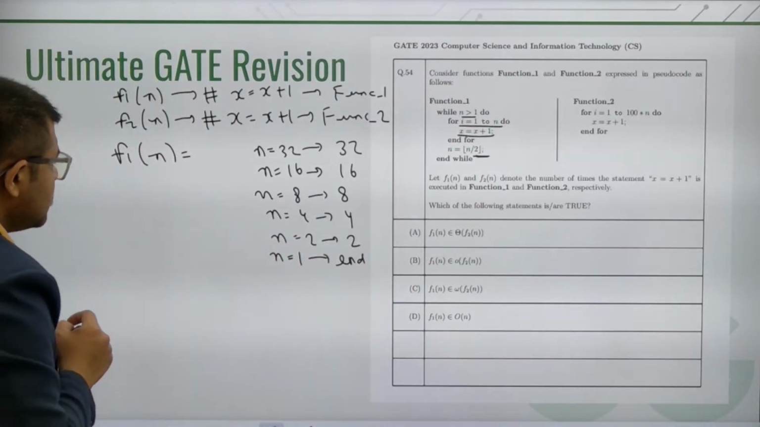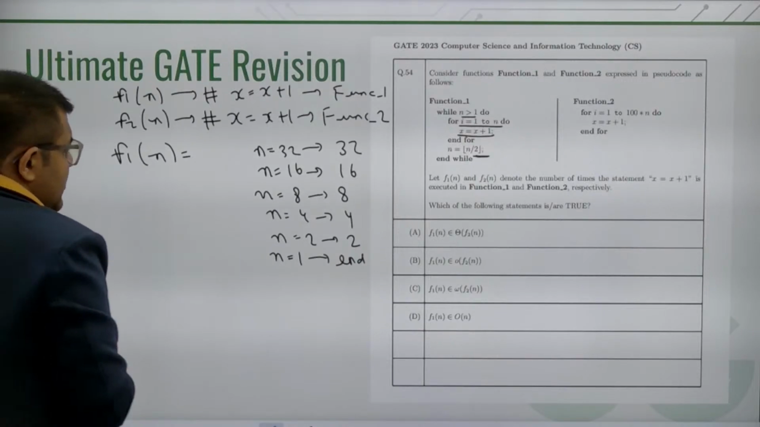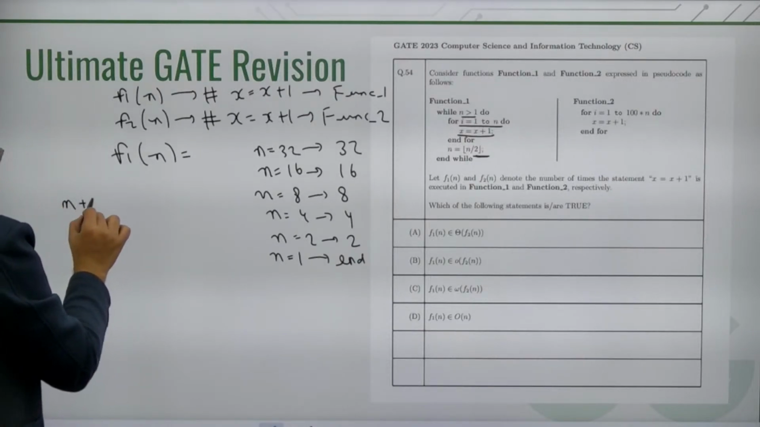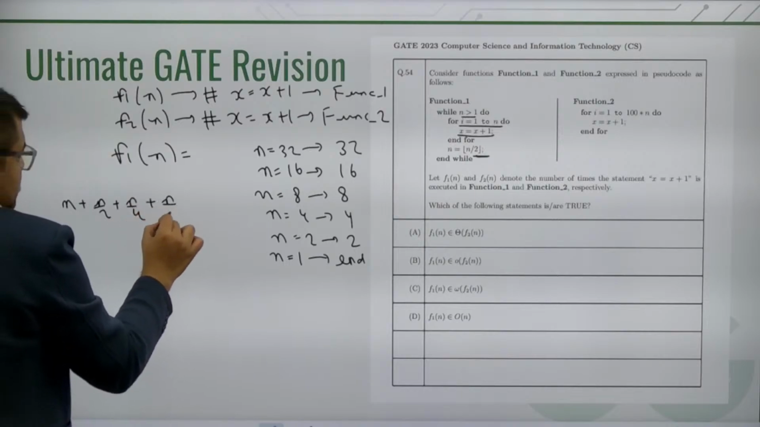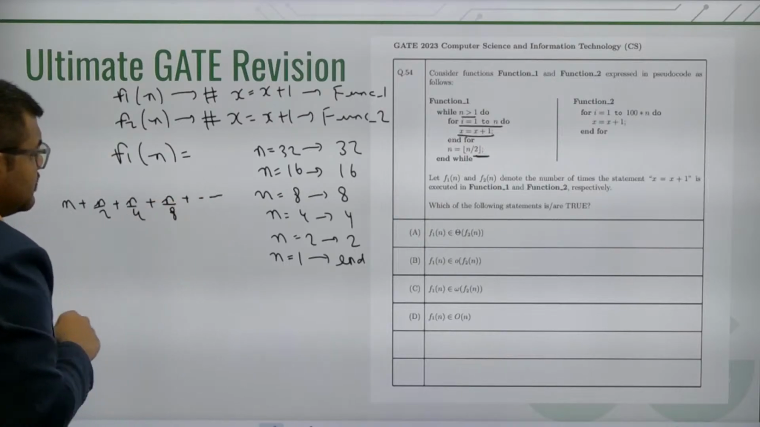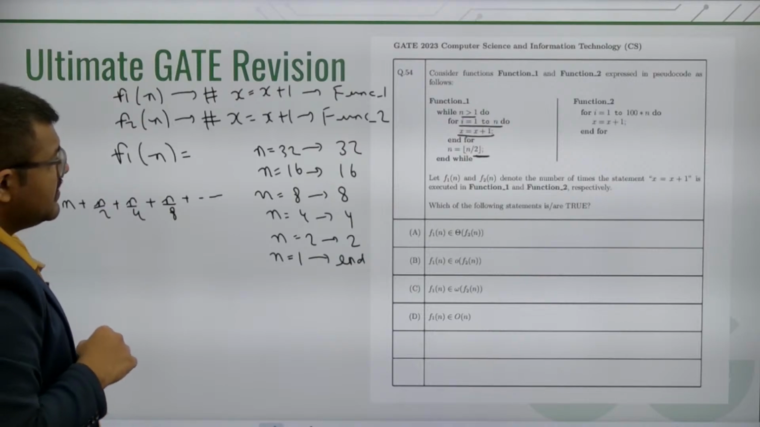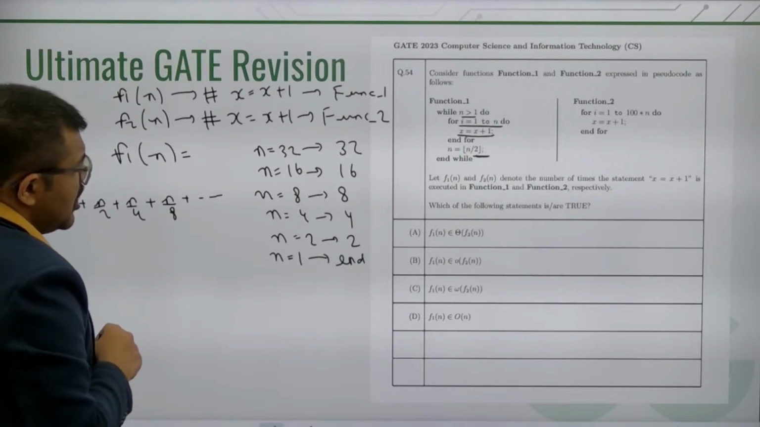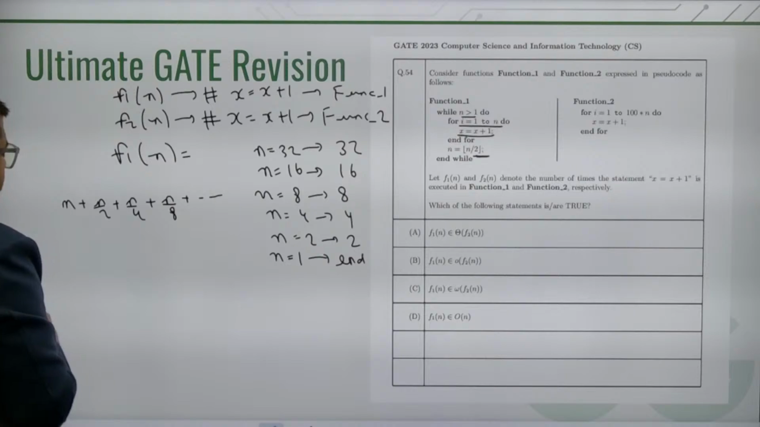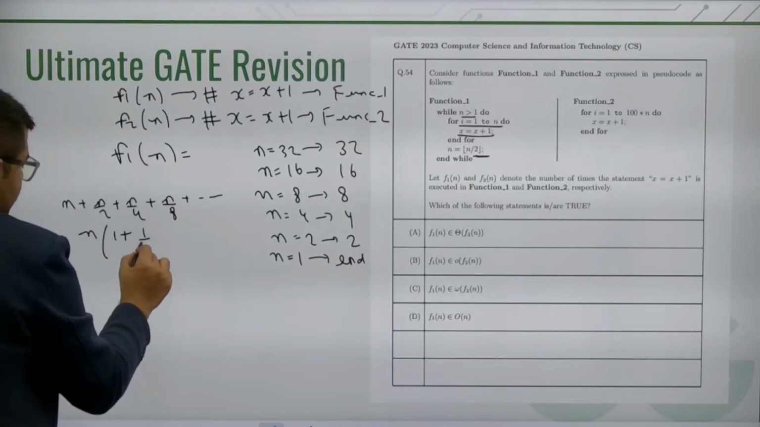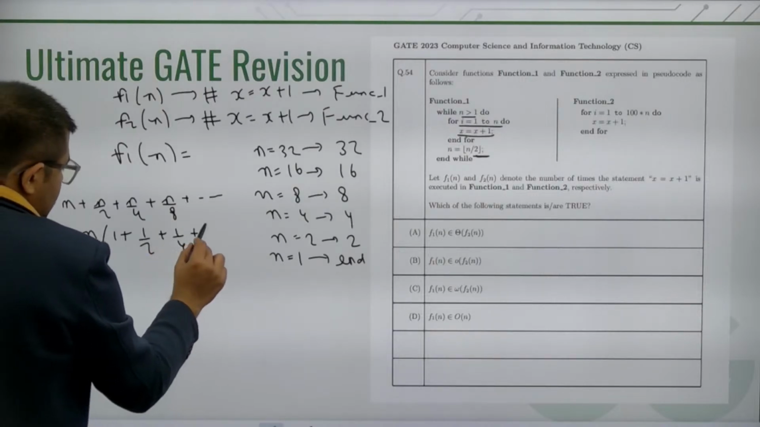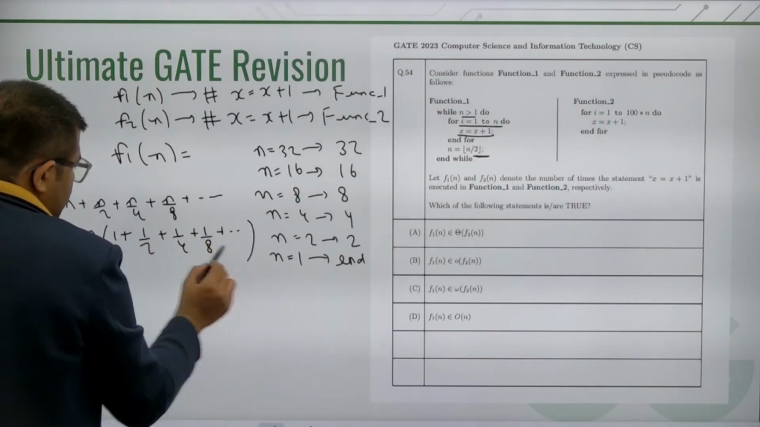So how many statements are executed? I can say n plus n by 2 plus n by 4 plus n by 8 and so on, right? So how much time will this take? If I take n common, I get 1 plus 1 by 2 plus 1 by 4 plus 1 by 8 and so on, right?